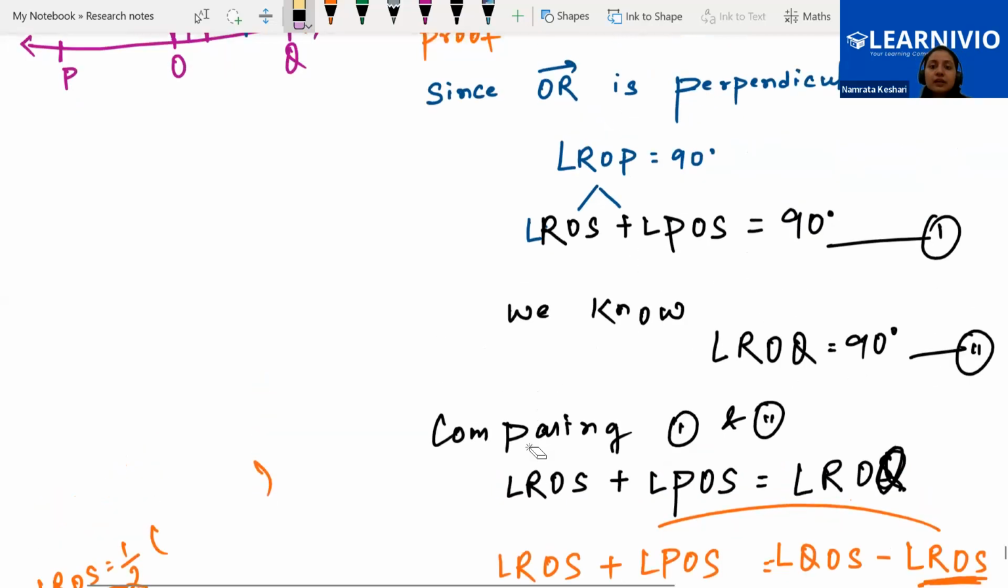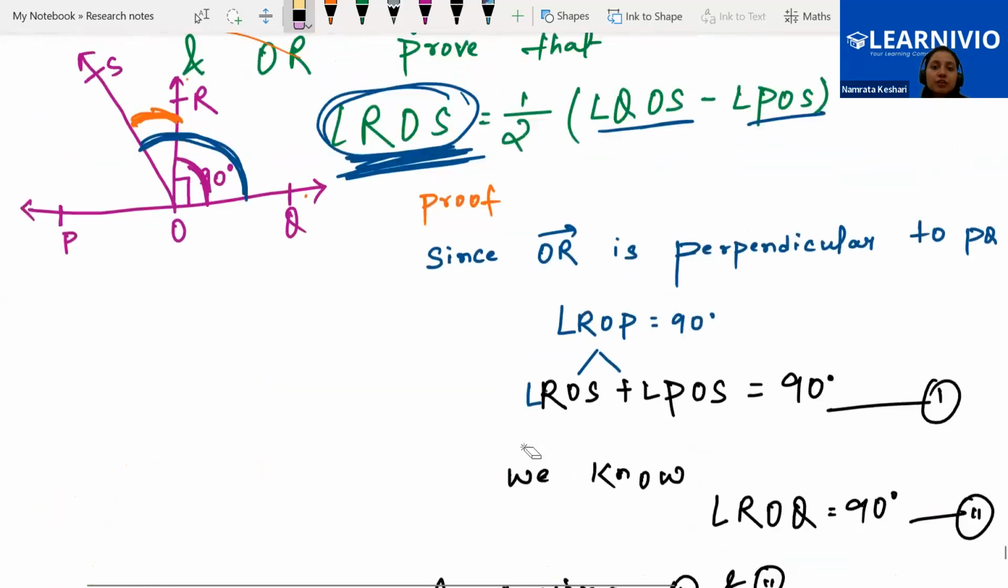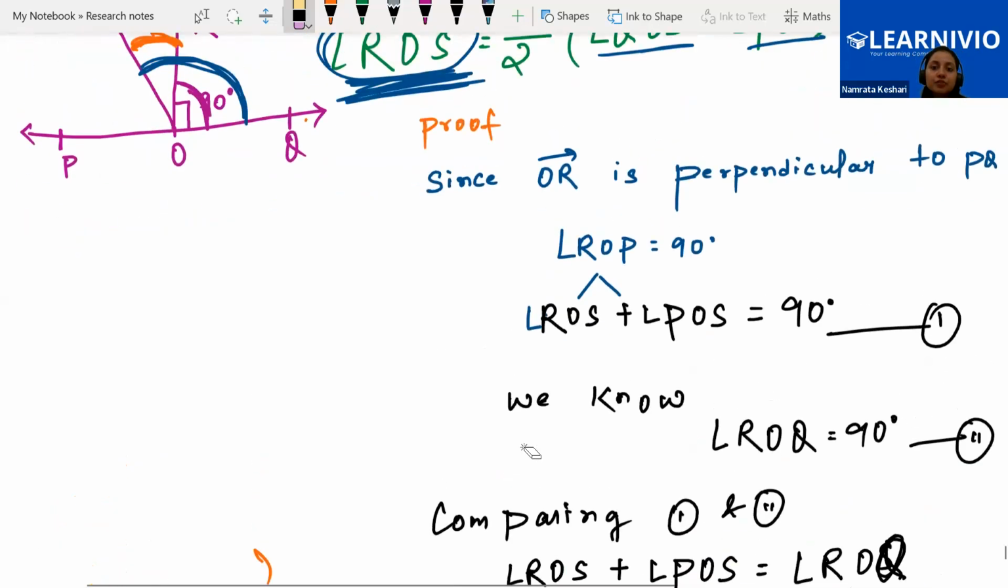Copy it. I have kept it over here, from the proof part. The question is already there in your book also. Once you are done with this much, tell me. I will scroll it down, then you can copy the downward part also.